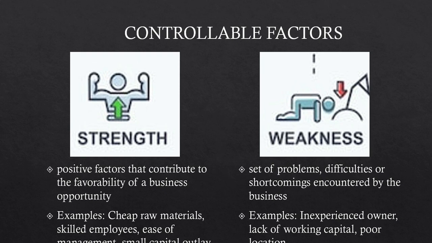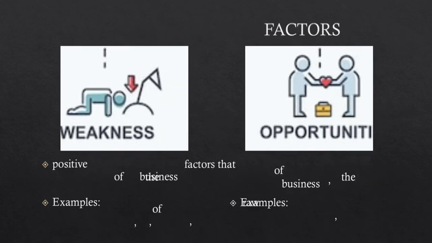The controllable factors are strengths and weaknesses. Strength: positive factors that contribute to the favorability of a business opportunity. Examples: cheap raw materials, skilled employees, ease of management, small capital outlay. Weaknesses: set of problems, difficulties, or shortcomings encountered by the business. Examples: inexperienced owner, lack of working capital, and poor location.